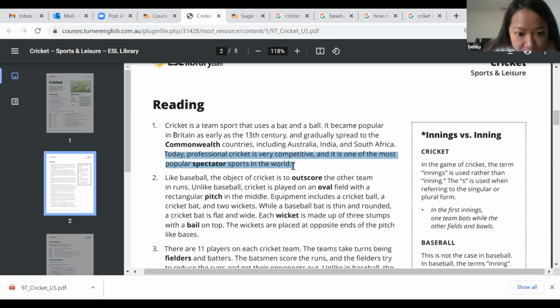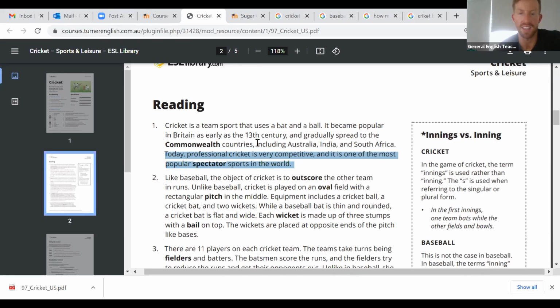Today, professional cricket is very competitive, and it is one of the most popular spectator sports in the world.